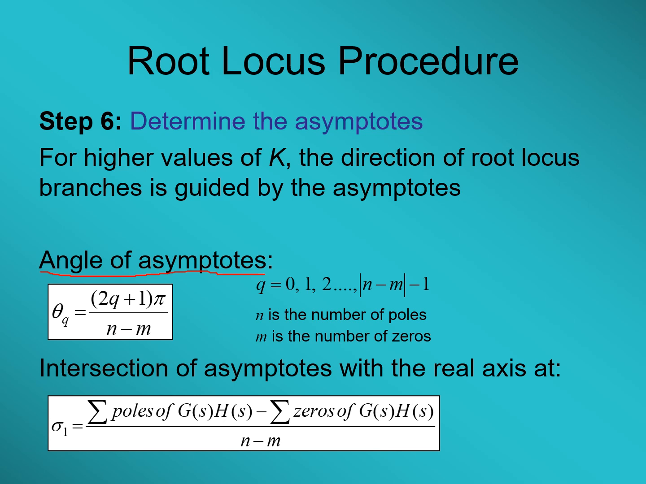Okay, the second term that you need to consider is the intersection of the asymptote with the real axis, which is given by the formula sigma 1. So sigma 1 is equal to the total sum of poles of G(s)H(s) minus the total sum of zeros of G(s)H(s), divided by n minus m. Okay, so this is the formula to find sigma 1. Some books call this sigma 1 a centroid. Okay, centroid point. I will show you the detail later on how to find this sigma 1.